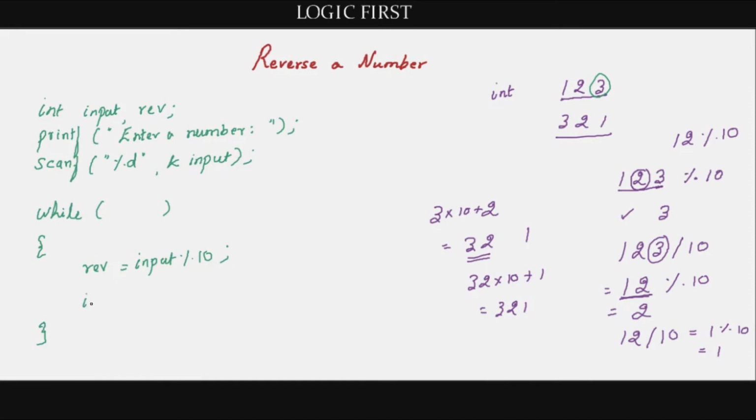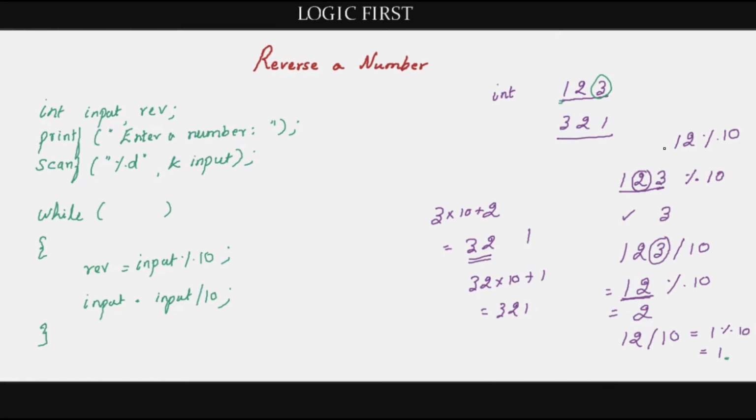Now you can divide the input by 10, right? Input equal to input by 10. How long can you keep dividing the input by 10? What is the end condition here? You will have 12, then 12 by 10 will give you 1, and then when you have 1 by 10 will give you 0 point something, which will be 0, right? So once you have reached the last number, if you divide it by 10, the answer will always be 0.